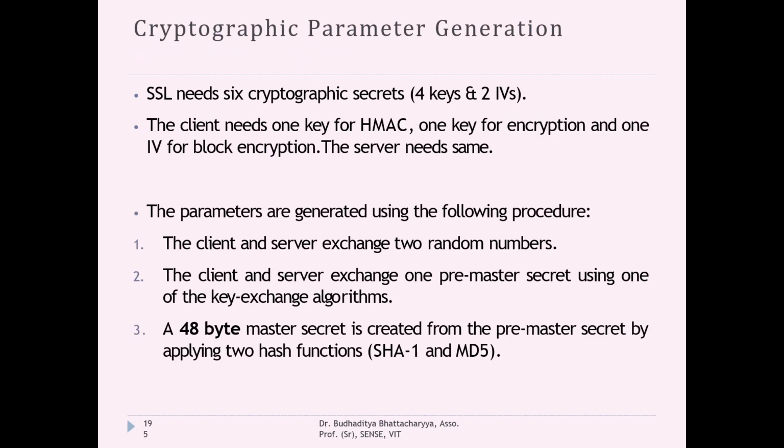Now, in case of the cryptographic parameter generation, you can see again it's mentioned over here, 4 keys and 2 initial vectors we require. As you know, in most of the algorithms we have come across, we have found that the initial vectors are required initially to generate the next set of keys. In most of the algorithms that we have discussed. So those are the initial vectors we are talking about.